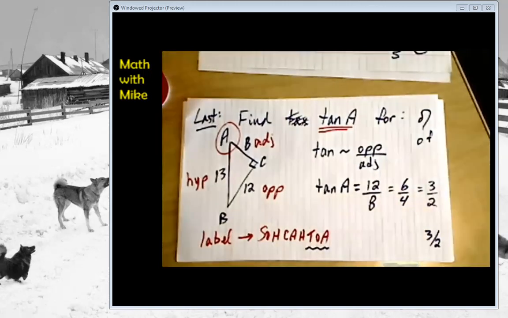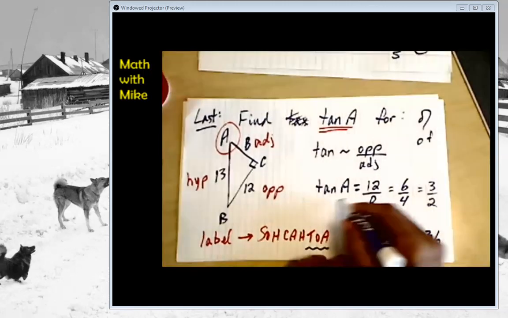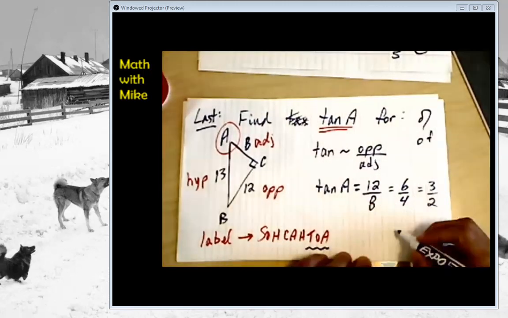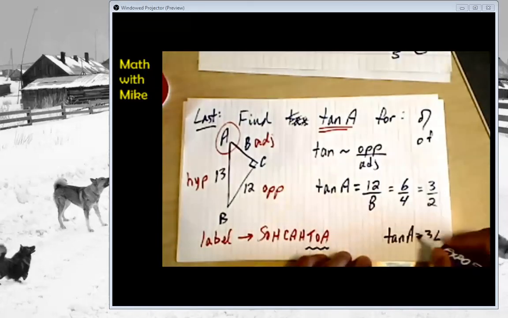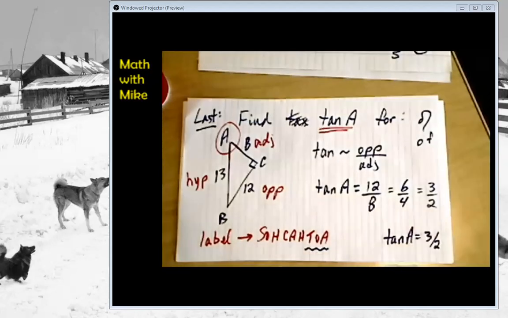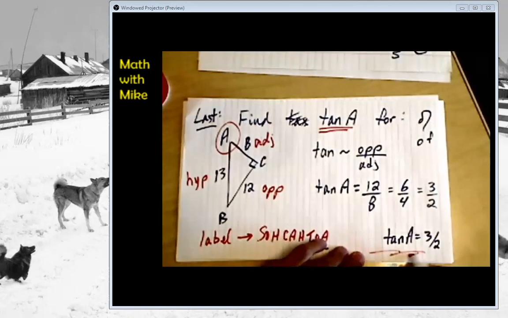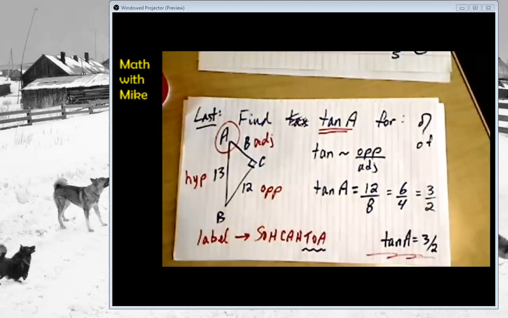So final answer. Write it. Don't write it like a chain like this. It's kind of a bad idea, but I'm just doing it because of real estate on the page here. Final answer there, down there at the bottom. Tangent of A is 3 over 2.